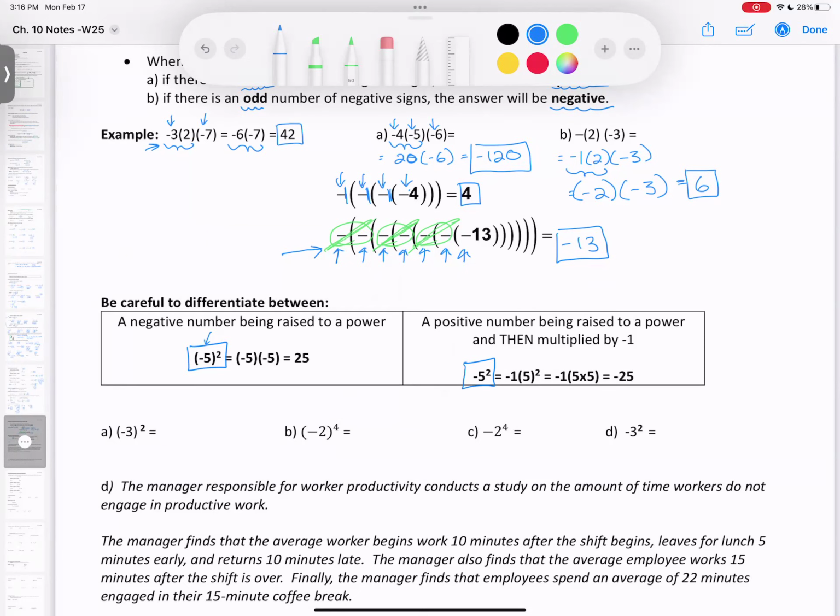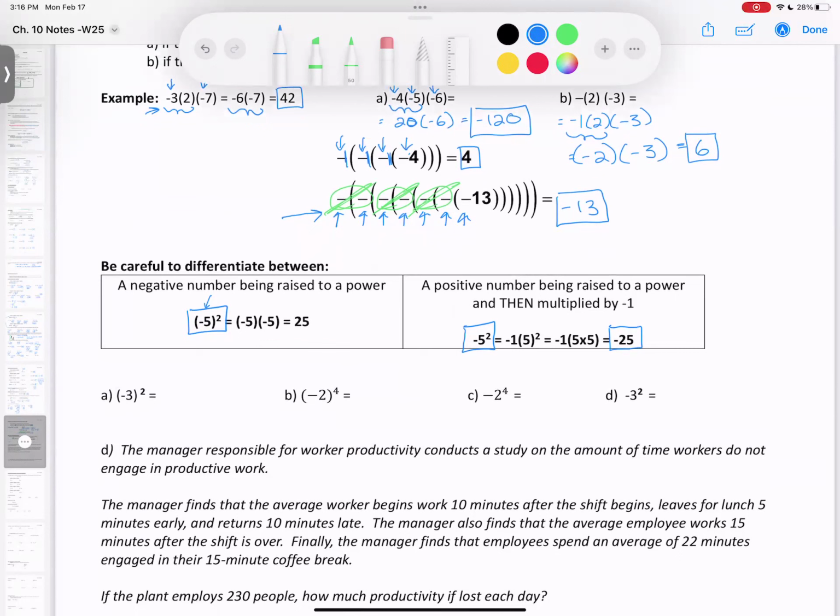So you could think of that as the negative 1. There's a negative 1 out front. That's what made that 5 negative, okay, multiplied by 5 squared. And so you get negative 1 times 5 squared, which is 5 times 5. And so you end up with negative 25 in this case. Okay, so the brackets make a difference. So let's do some examples.